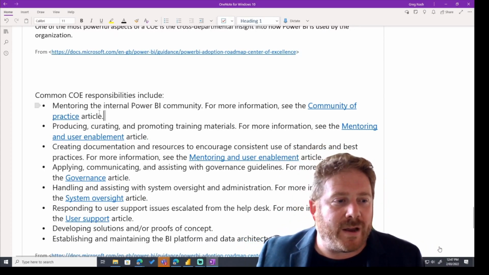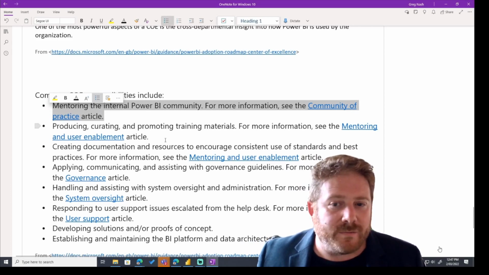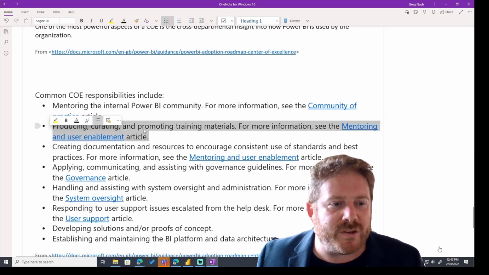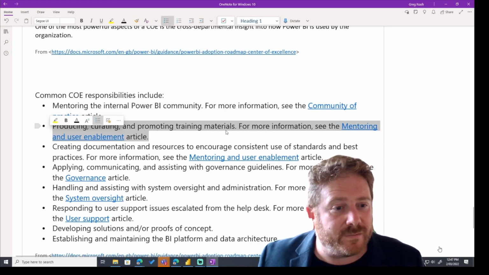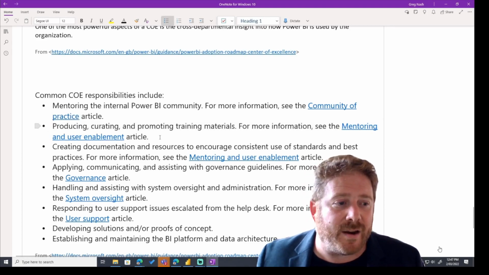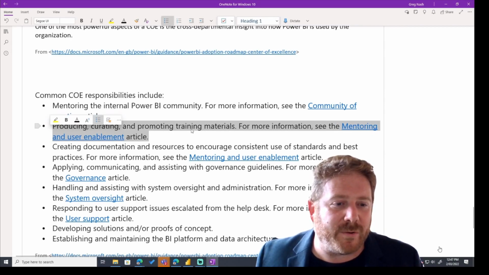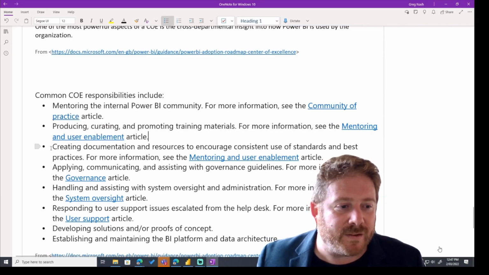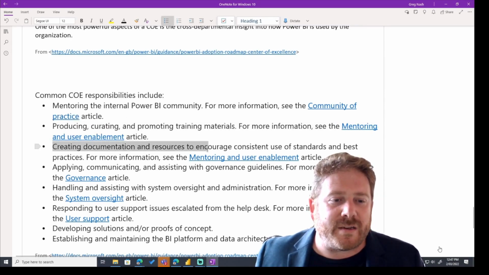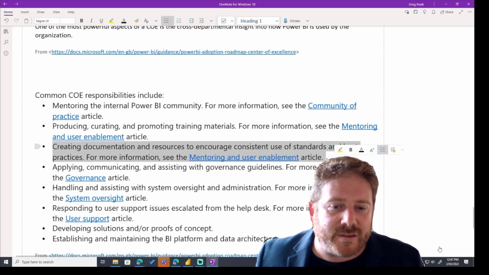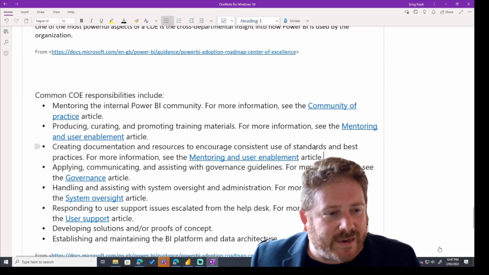Mentoring the internal Power BI community. Already spoke about mentoring. Really, really useful. Producing, curating, and promoting training material. Yeah, so training material. Another opportunity for your consultants out there. Yeah, producing, curating, and promoting the training materials is really good. Creating documentation and resources, consistent use of standards and best practices.